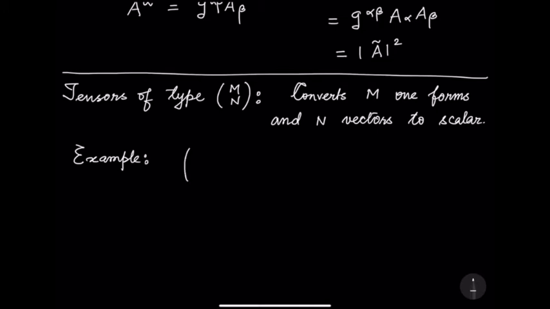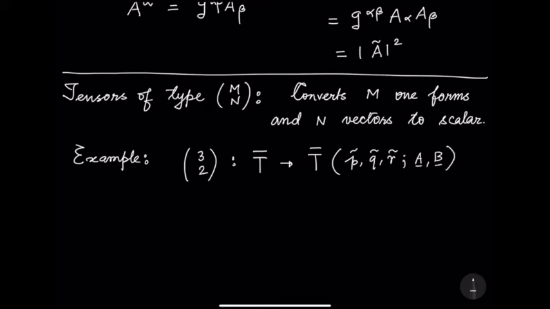So let's go with the tensor of say 3, 2, which means that this is my tensor. It has 2 slots for a vector and 3 slots for one forms. So let's say the one forms are P, Q, and R. So these are the 3 slots, and the 2 slots for vectors are A and B.